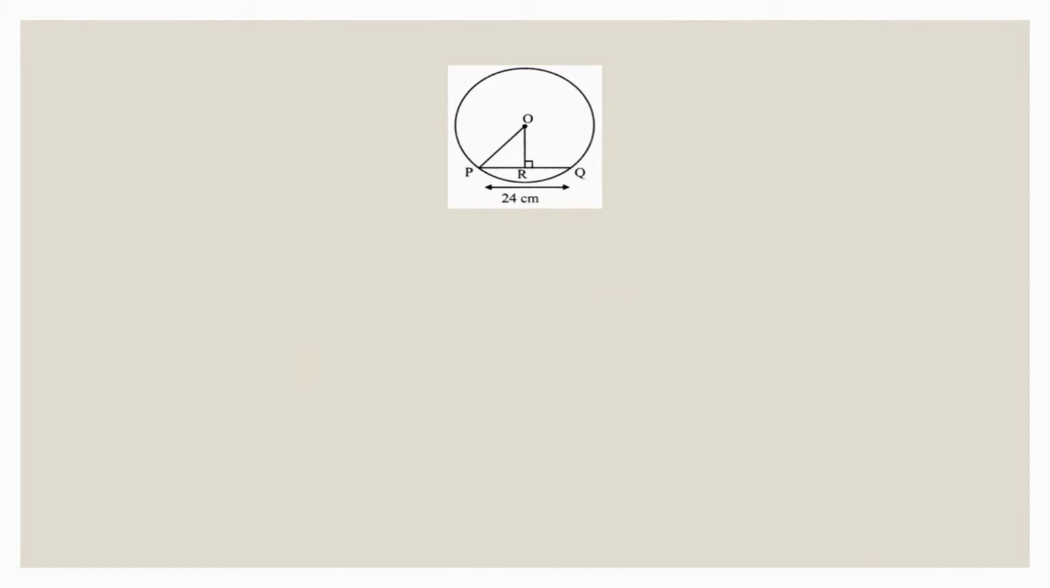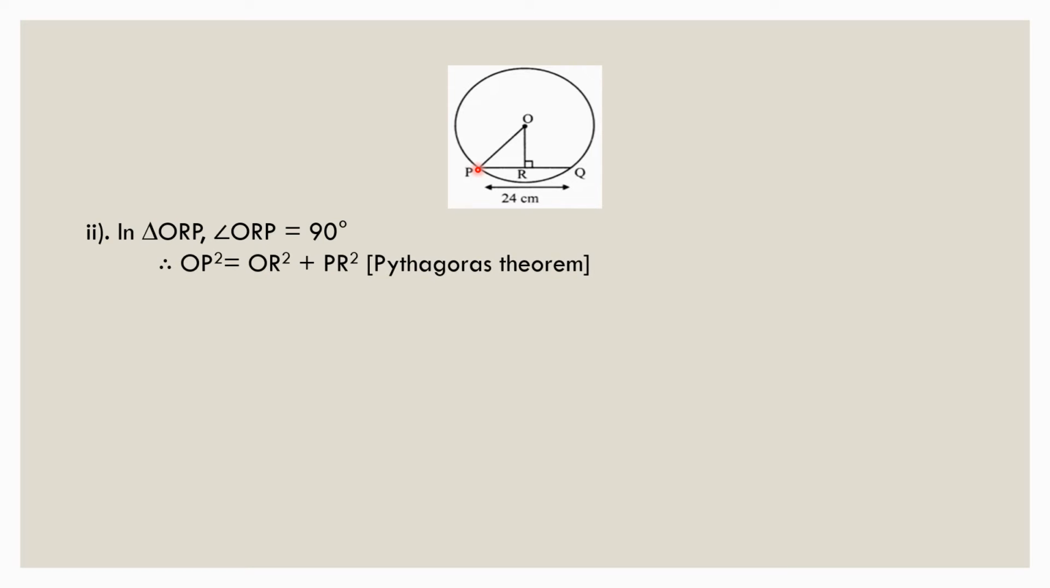Now I am taking triangle ORP. In triangle ORP, angle ORP is equal to 90 degree. Therefore, by Pythagoras theorem, OP square is equal to OR square plus PR square. OP is equal to 13. Therefore, 13 square is equal to OR square plus 12 square, from equation 1 and 2. Therefore, 169 is equal to OR square plus 144.